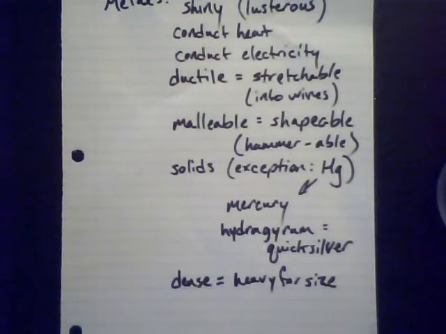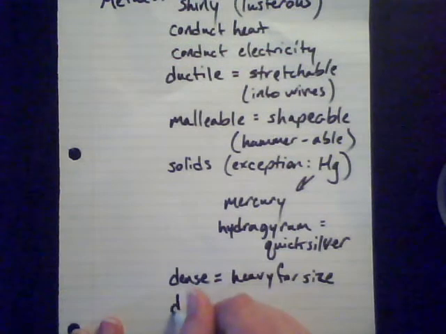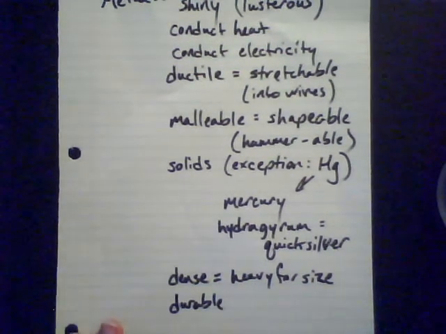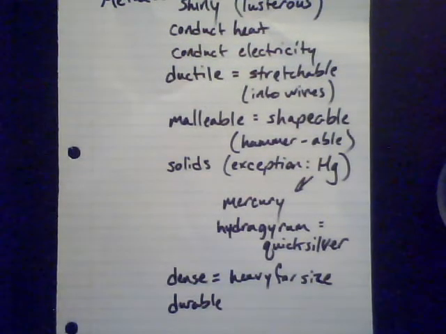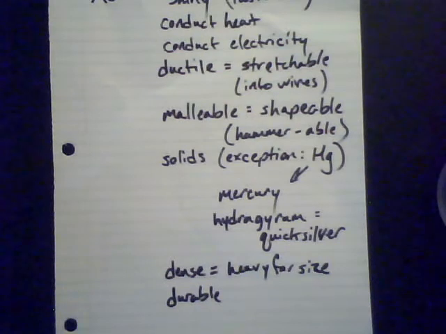They also tend to be pretty durable. They stick around for a long time. Now again, this isn't true of all of them, but we think about metals as being durable because we use them for coinage, right? We have coins that have lasted from the Roman Empire on because of their durability. Okay, so that's metals.